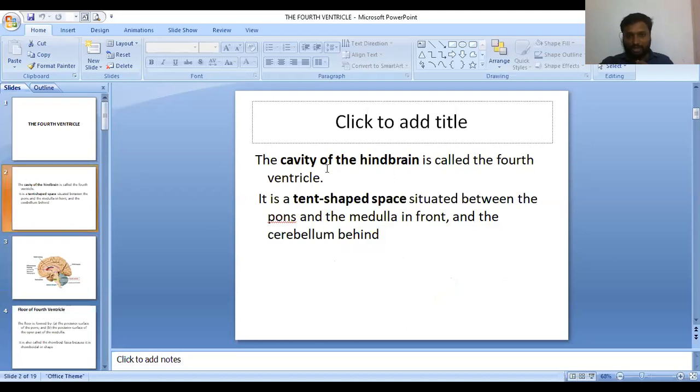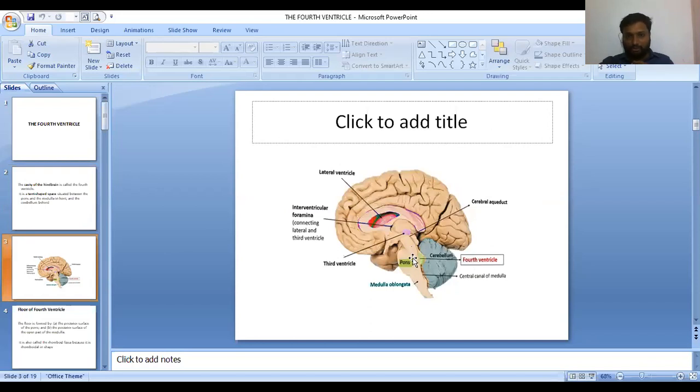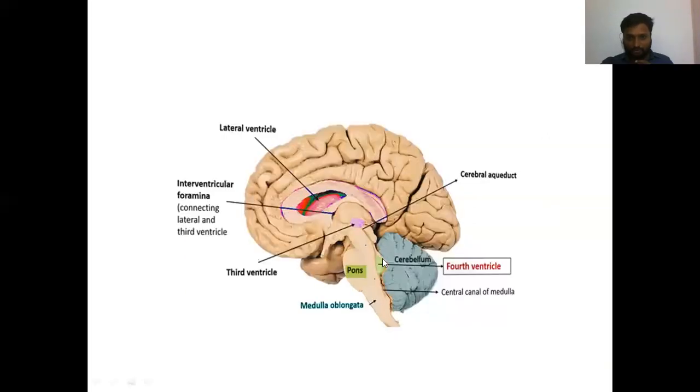The fourth ventricle is a cavity of the hindbrain and it is a tent-shaped space. What is that? See, this is the hindbrain. We have the forebrain, then this connecting part, the midbrain, then this area, the hindbrain, which includes pons, medulla, and cerebellum. Inside this hindbrain, we can see a tent-shaped space. This tent-shaped space is known as the fourth ventricle. How is it tent-shaped?